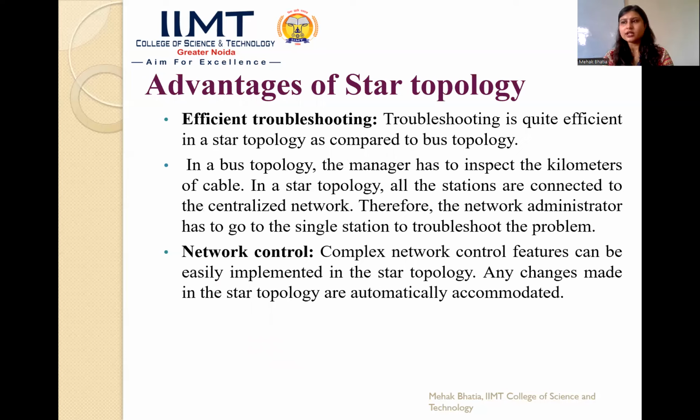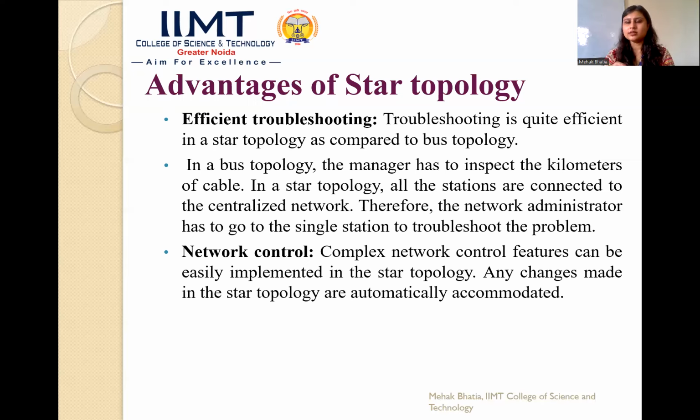Efficient troubleshooting. The problem in bus and ring topology is solved here in the star topology. Troubleshooting is quite efficient in the star topology as compared to the bus topology. In bus topology, the manager has to inspect the kilometers of cables that are used, whereas in star topology, all the stations are connected to a centralized network. Therefore, the network administrator has to go to a single station to troubleshoot the problem.